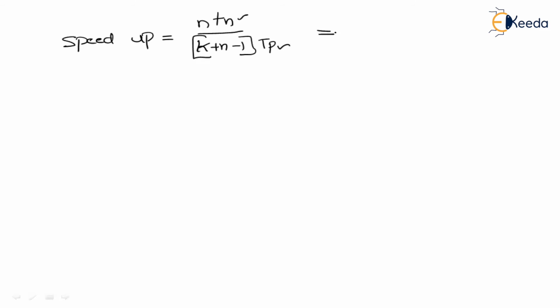And speed up, you know that speed up is equal to n into Tn divided by k plus n-1 into Tp. A non-pipeline system time divided by pipeline system time, eventually we will get k. Speed up will be equal to k. Okay. When we are provided with the number of tasks, it will be this way. Otherwise, if the number of tasks are not given, it will be Tn divided by Tp.